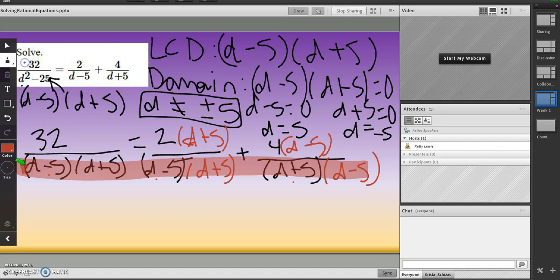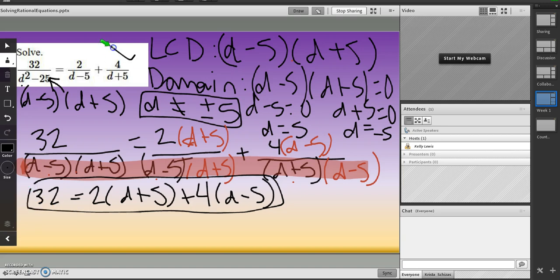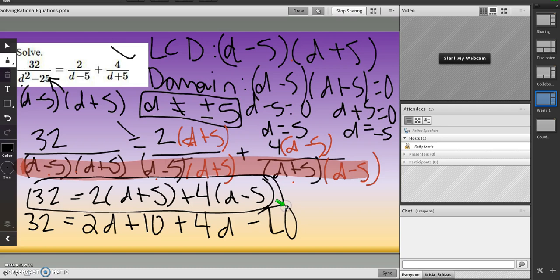So what I have here is 32 equals 2 times d plus 5 plus 4 times d minus 5. That's way better, this guy, than this crazy fraction, or even this insane fraction. All right, so now let's distribute. So we get 32 equals 2 times d is 2d, 2 times 5 is 10, 4 times d is 4d, 4 times 5 is negative 20. All right, I'm going to write that down.